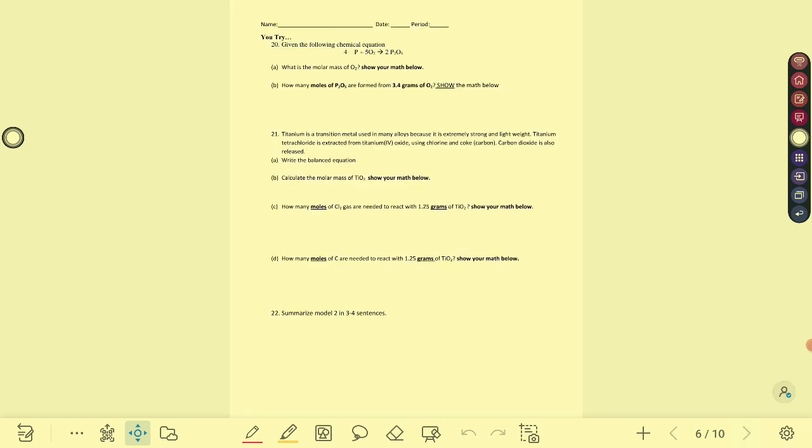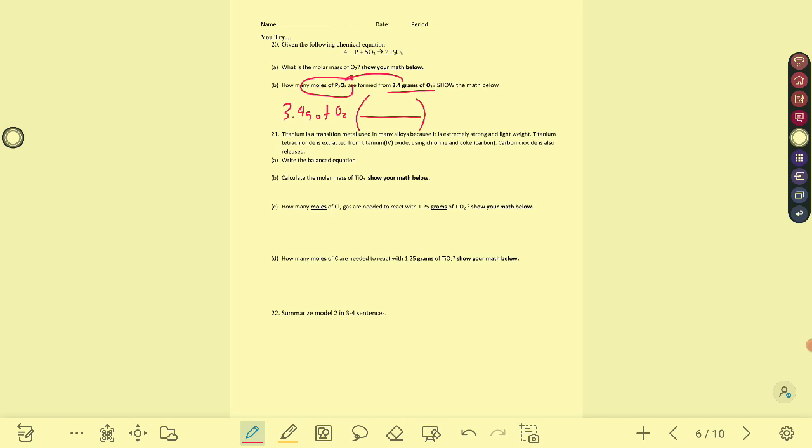Let's look at 20 I did in class. I'll just quickly jot this one down. So how many moles of this when we're starting with this? So your given quantity, 3.4 grams of O2.